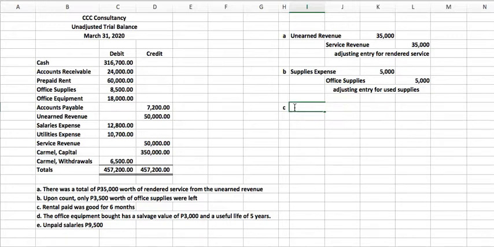So that would be debit rent expense, right? Because 1 month was expired, so we should record that as an expense already. We have used it, so that would be 10,000, which is 60,000 divided by 6, good for 1 month. Then we will decrease the prepaid rent. Since we have used the 10,000, this should become 50,000 only. So to do that, we credit prepaid rent by 10,000. Explanation, adjusting entry for expired rent.